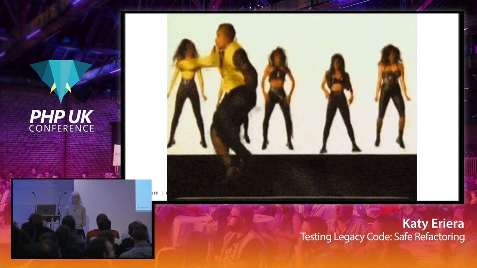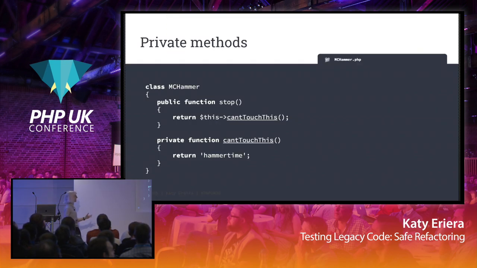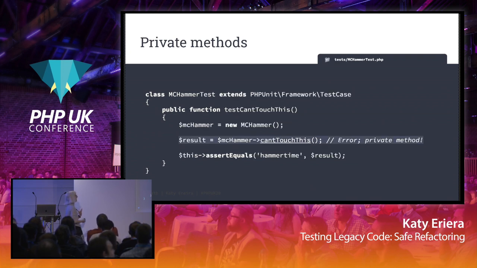Another thing that you're likely to encounter in any code is the private method. So I have MC Hammer here. And when you say stop, he's going to say, can't touch this. And that's going to return hammer time. So cool. We can test can't touch this. We're going to create a new MC Hammer. We're going to call can't touch this. And when that happens, we're going to assert that it returns the result hammer time.